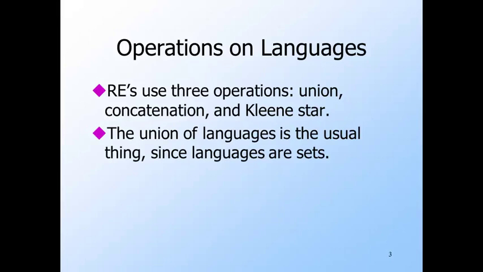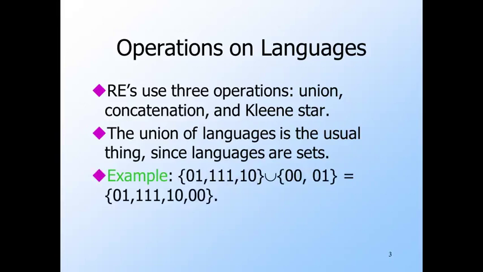Okay. The union of languages is the usual thing, since languages are sets. And here's a very simple example. Here are two sets, their languages, each with three strings and with two strings. 0, 1 happens to be in both, so it will be once in the union. 1, 1, 1 is there, 1, 0 is there, and 0, 0 is there. So that's the common notion of the union on sets or languages.